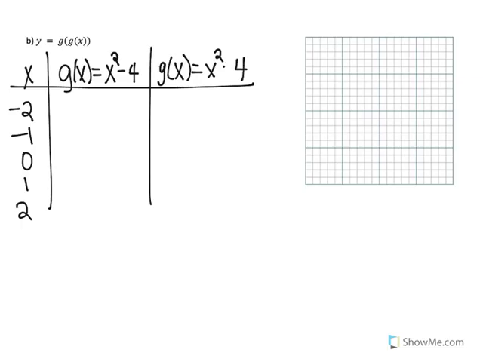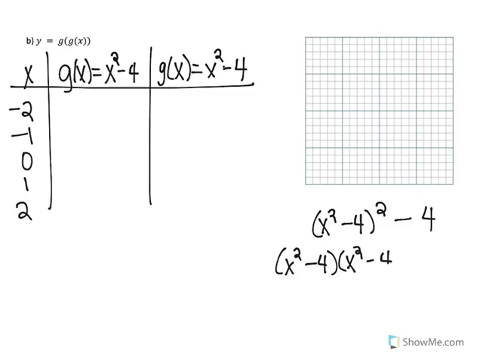So let's do the equation first. We're going to plug in x squared minus 4 into x squared minus 4. So we're going to have x squared minus 4 times x squared minus 4, minus 4. So we have x squared minus 4x, so minus 8x squared. I did not put a 4.